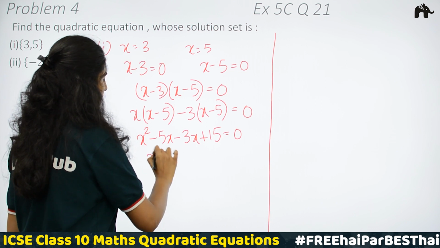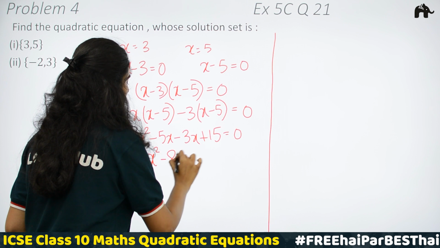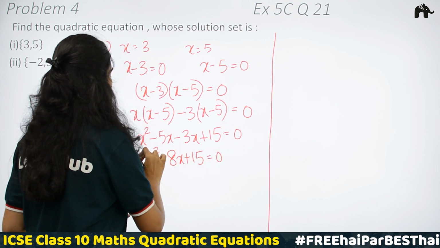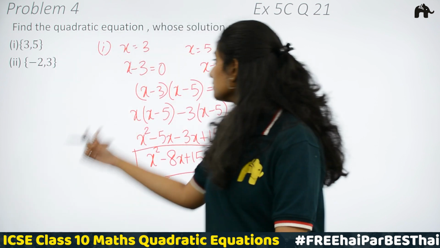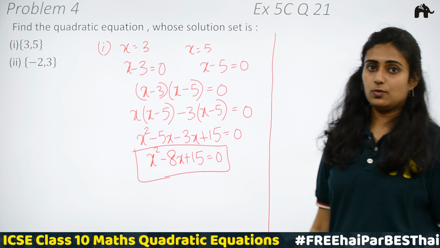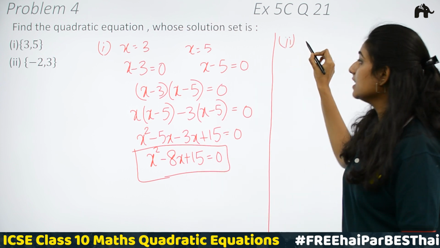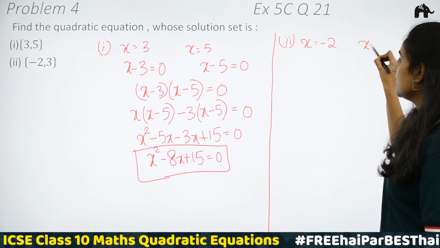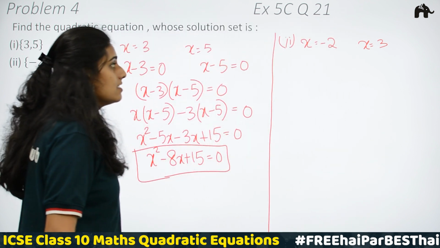That is x square minus 5x minus 3x is minus 8x plus 15 is equal to 0. This is the required quadratic equation when x is equal to 3 or x is equal to 5. Okay. Now the second one, here x is equal to minus 2 or x is equal to 3.